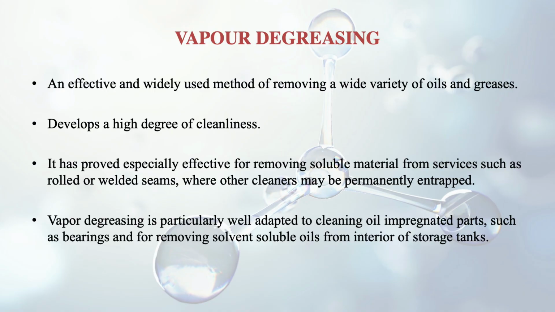In that case, what we can do is use this process instead, the vapor degreasing process. Vapor degreasing is particularly well adapted to cleaning oil impregnated parts, such as bearings, or for removing solvent soluble oils from the interior of storage tanks. So wherever the reach is not good, we can go for this type of process, vapor degreasing. So now we discuss the process itself.